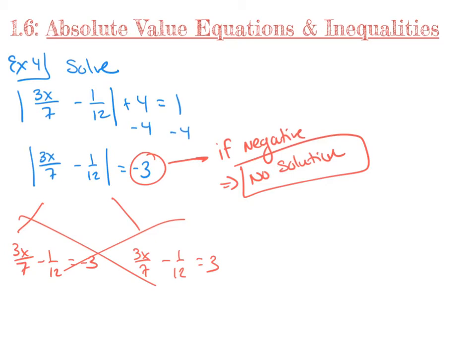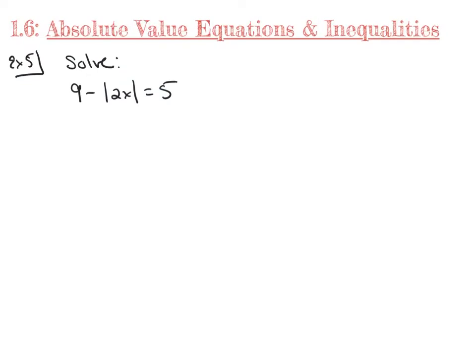Okay, well then let's try one that actually does have a solution. Solve 9 minus the absolute value of 2x equals 5. So remember, you want to isolate your absolute value first, so we'll subtract 9 from both sides. That gives us negative absolute value of 2x equals 5 minus 9, which is negative 4.